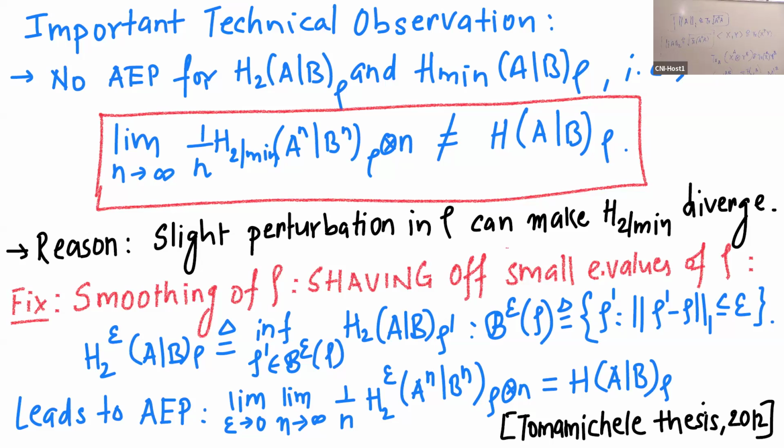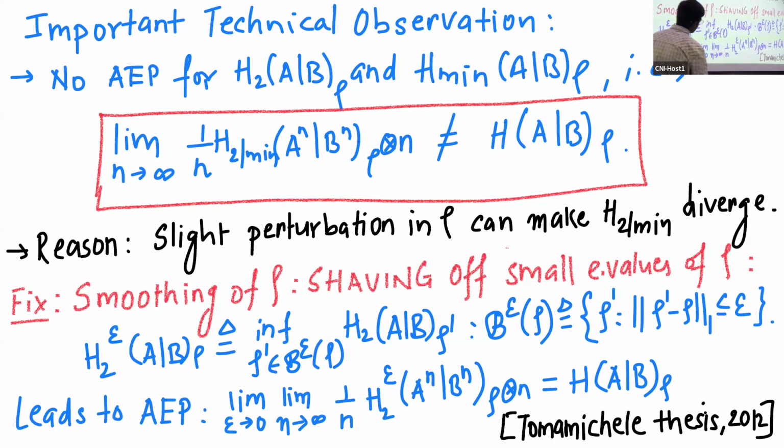And why this nicely adheres to AEP is that a slight perturbation of rho to rho prime does not make this quantity diverge. I mean, this needs a bit more explanation, but for now just keep in mind why we are going for the smoothing essentially. The reason is that I want to have an AEP-like property, which the smoothing gives me.